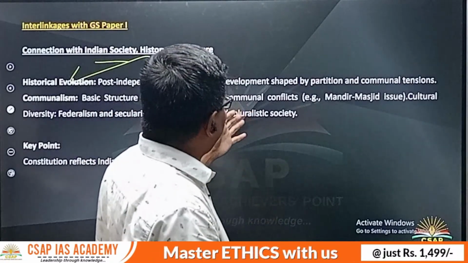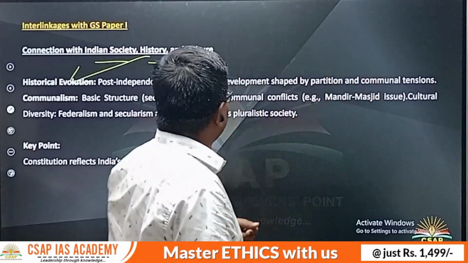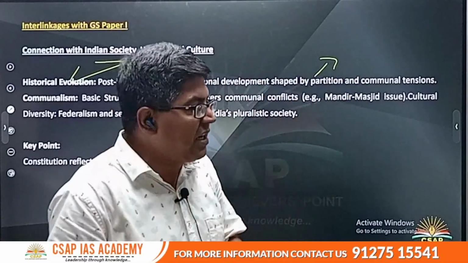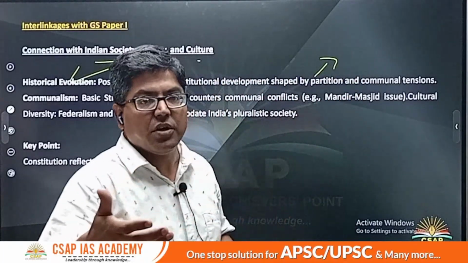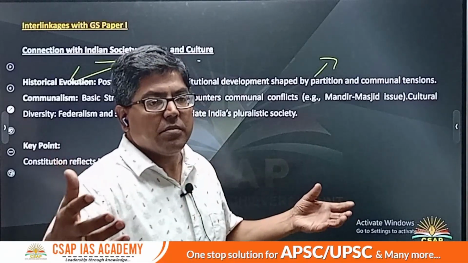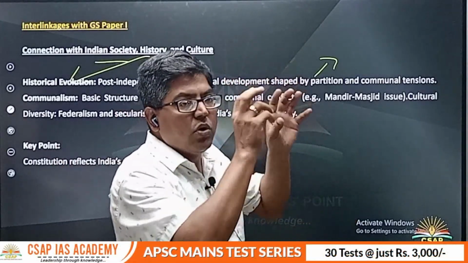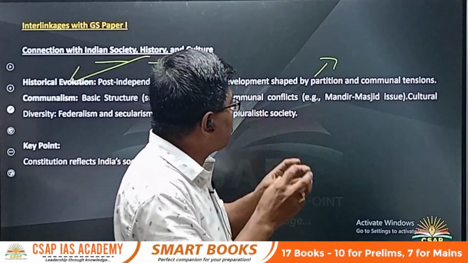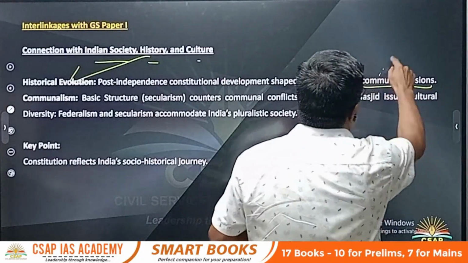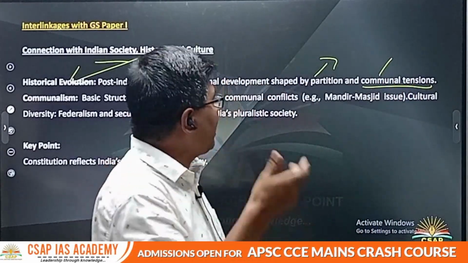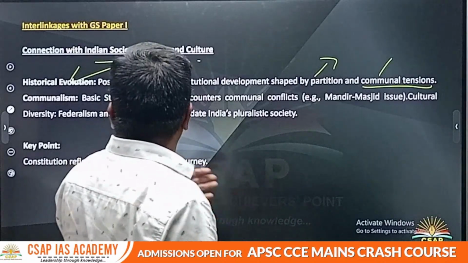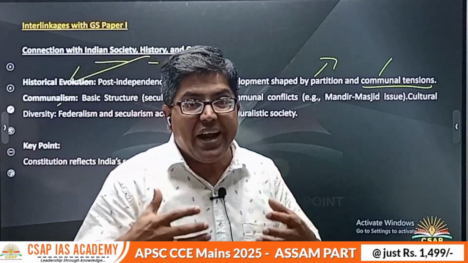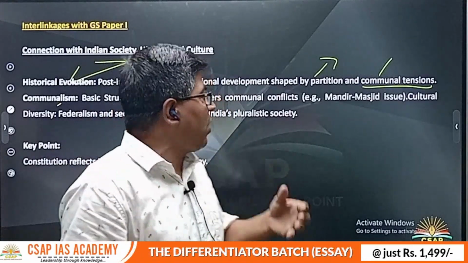So what we have is the partition, the communal tensions. We had the partition on the lines of religion, the communal clashes, the refugee problem, all those events. We need to connect all those dots, and the communal tension that prevailed during that time. And of course, the other topic, for example, communalism. We were grappling with the problem of communalism.